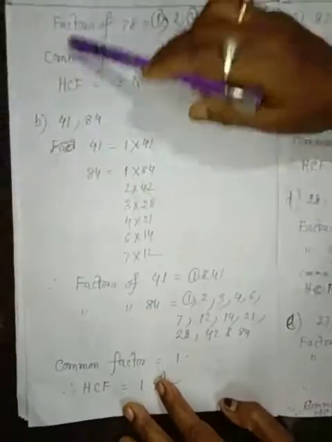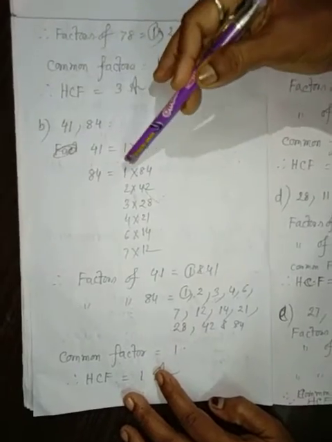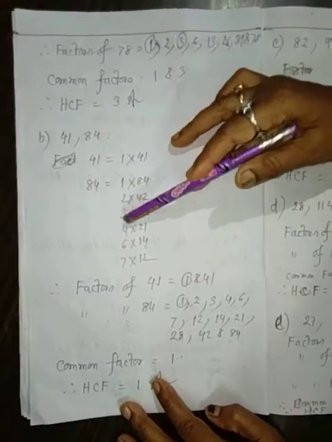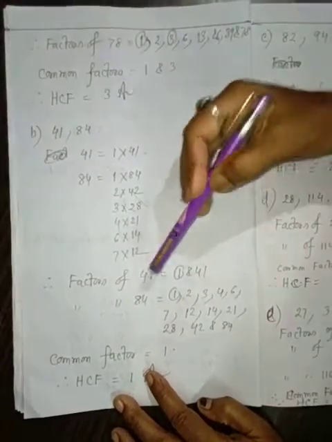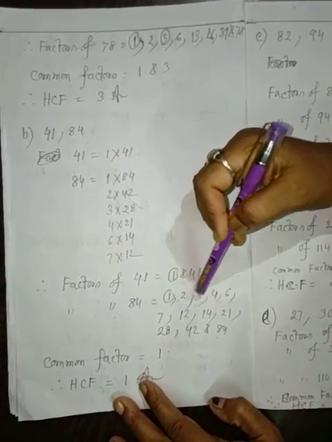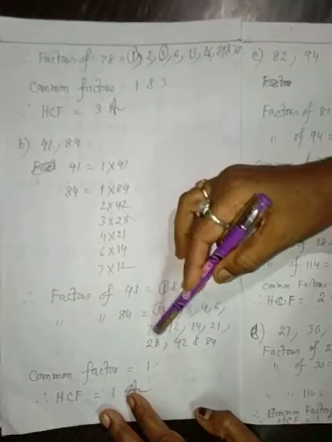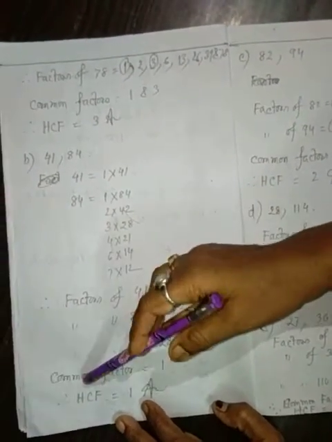Okay. B. 41, 84. 41: 1 into 41. 84: 1 into 84, 2 into 42, 3 into 28, 4 into 21, 6 into 14, 7 into 12. Factors of 41: 1 and 41. Factors of 84: 1, 2, 3, 4, 6, 7, 12, 14, 21, 28, 42 and 84. Common factor 1. That is, HCF equal to 1.